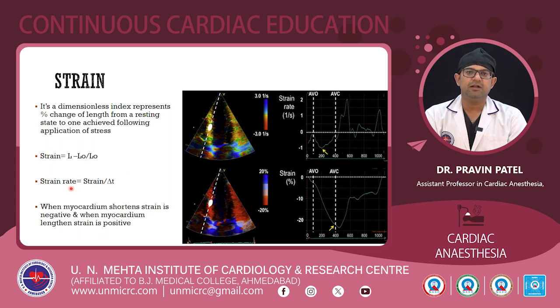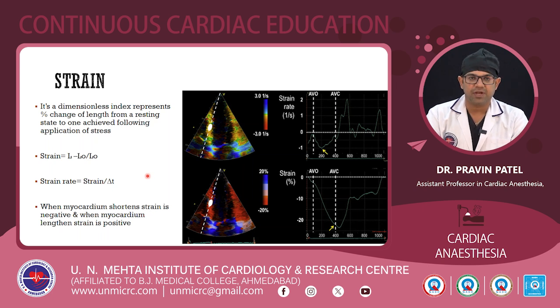You get the strain rate in the same way when you divide it by the change of time. Now, an important thing to see in strain is that when the myocardium shortens, strain becomes negative. The same thing happens when we calculate the circumferential and longitudinal strain, so we get strain in negative values. While the myocardium lengthens, strain becomes positive. This is exactly what happens with the radial strain.